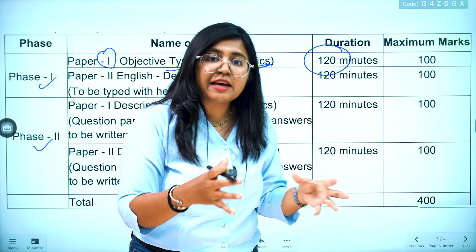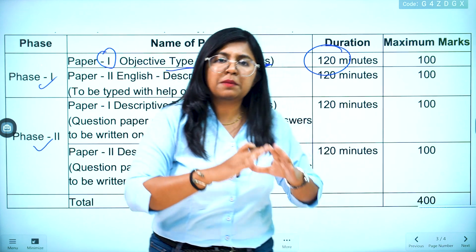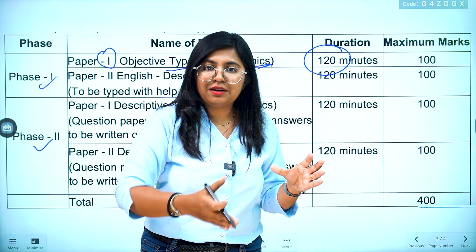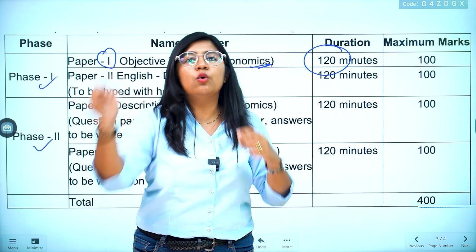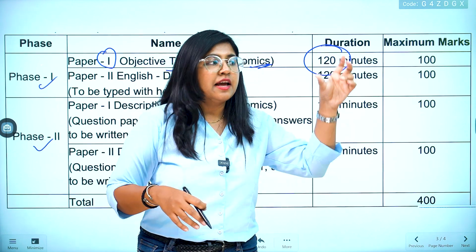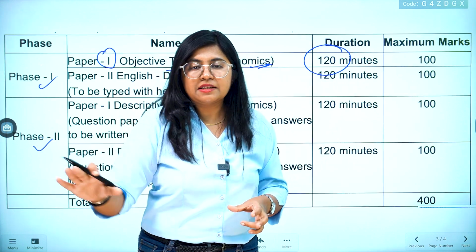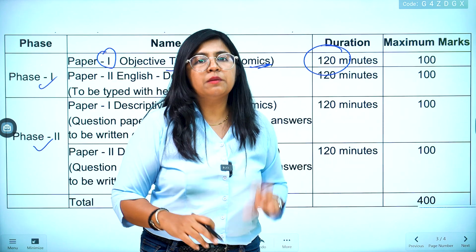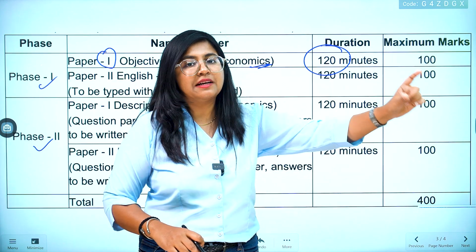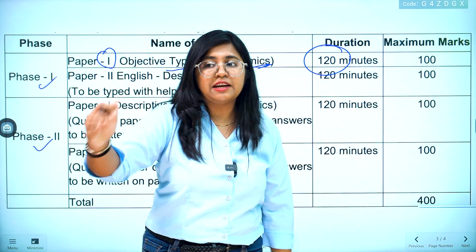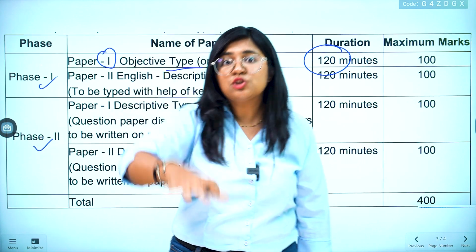So your bifurcation, your strategy should be according to the minute to minute approach and not by taking the holistic hour approach, that in half an hour I need to prepare for this section, in half an hour I need to complete this section. No, it should be a minute to minute approach. In 5 minutes I need to complete this question, in 2 minutes I need to read up that question. This should be your approach.